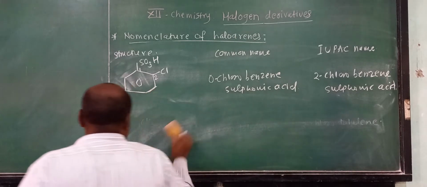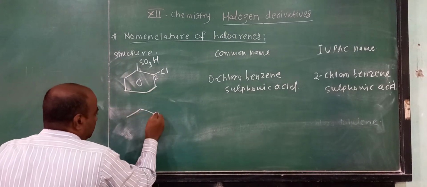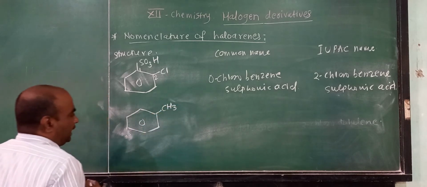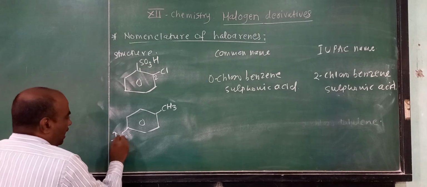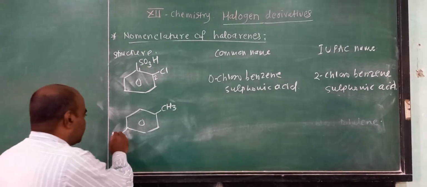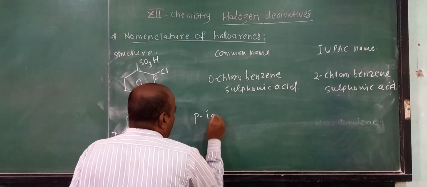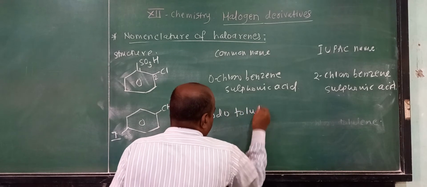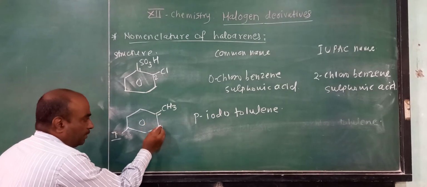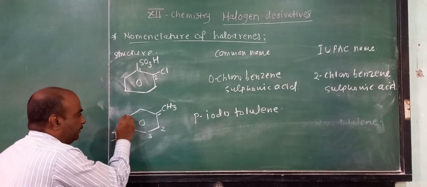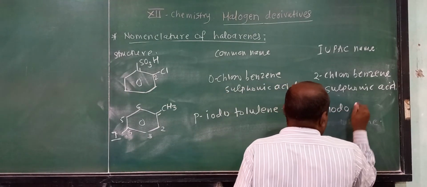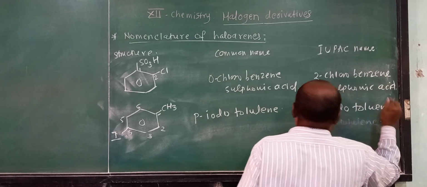Similarly, for another compound, suppose here again the structure of toluene, and at that position we write iodine. What will be the common name for that compound? The common name is para-iodotoluene. And for the IUPAC name, this will be carbon number 1, 2, 3, 4, 5 and 6, so it is 4-iodotoluene.